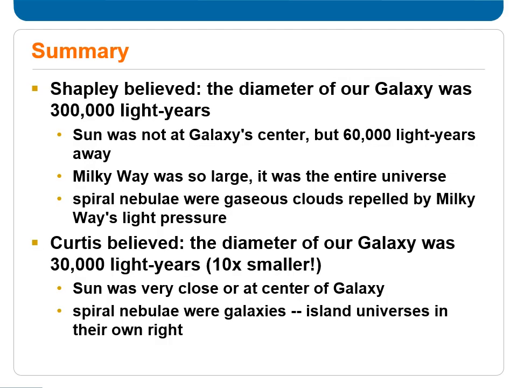Shapley believed that the diameter of our galaxy was 300,000 light-years, that the Sun was not at the galaxy's center, but 60,000 light-years away, and that the Milky Way was so large, it was the entire universe. He believed that the spiral nebulae were gaseous clouds repelled by the Milky Way's light pressure. Curtis believed that the diameter of our galaxy was 30,000 light-years, that the Sun was very close or at the center of the galaxy, and that the spiral nebulae were galaxies. That is, that the spiral nebulas were island universes in their own right.